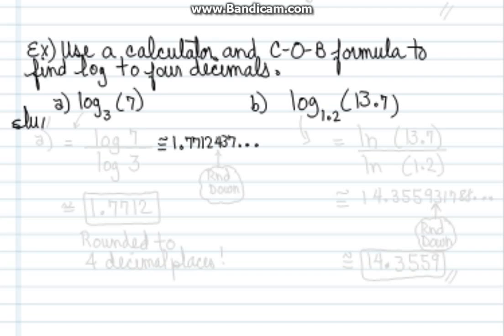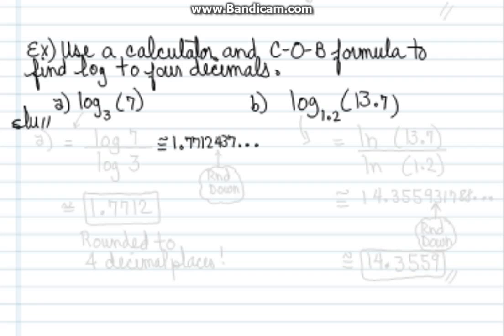Okay, so now we know about the change of base formula. This example says use a calculator with the change of base formula to find the logs that they're going to ask for in part A and part B up to 4 decimals. So we're going to have to be rounding to 4 decimals. First we have part A, log base 3 of the number 7, and part B is log base 1.2 of the number 13.7.